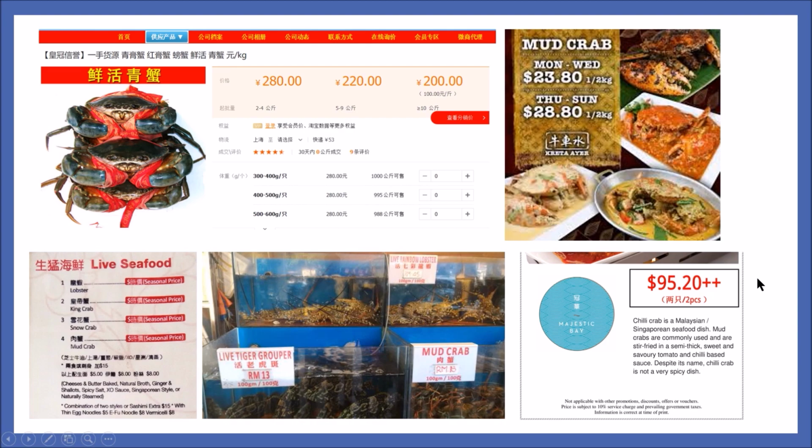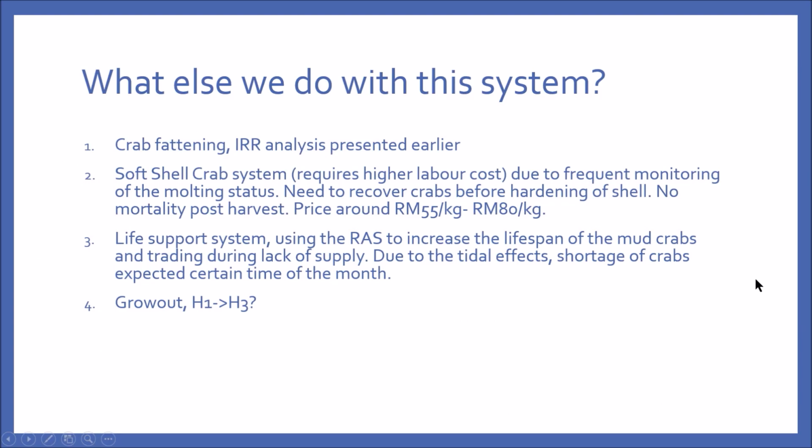I know that many of us have tried to use this system to achieve a grow-out system, but we have shown that with grow-out you can only realistically achieve up to about 300 gram size. Anything beyond that will not be economical due to molting failure. So what are the other options you can use with this vertical farm, for example? Firstly is what we are doing, which is crab fattening. We have shown you the ROI analysis that was presented earlier.